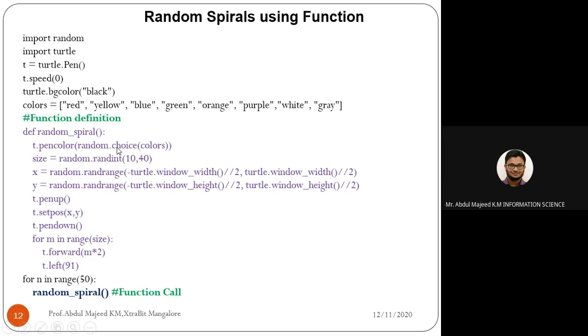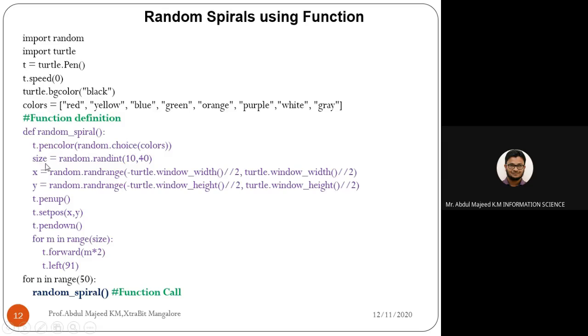The random choice function will select an option from a list. So we are passing colors as a list. Here we can have many colors, right? Randomly it will pick one color. Sometimes it may pick yellow, next time orange, next time gray or white or green, like that. Randomly it will pick one color from this list at a time.